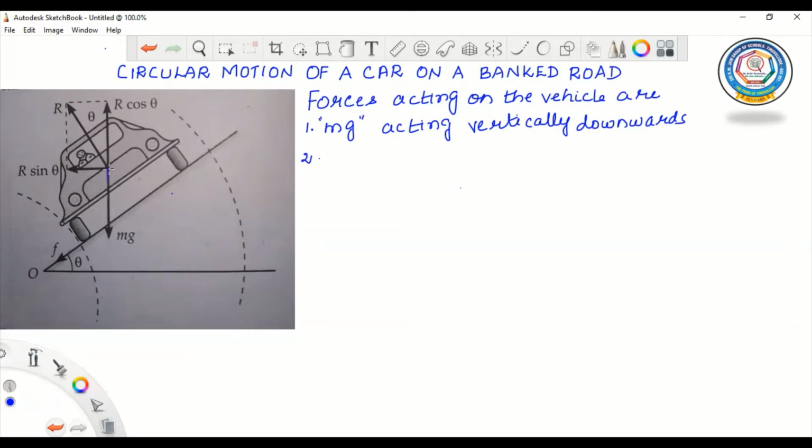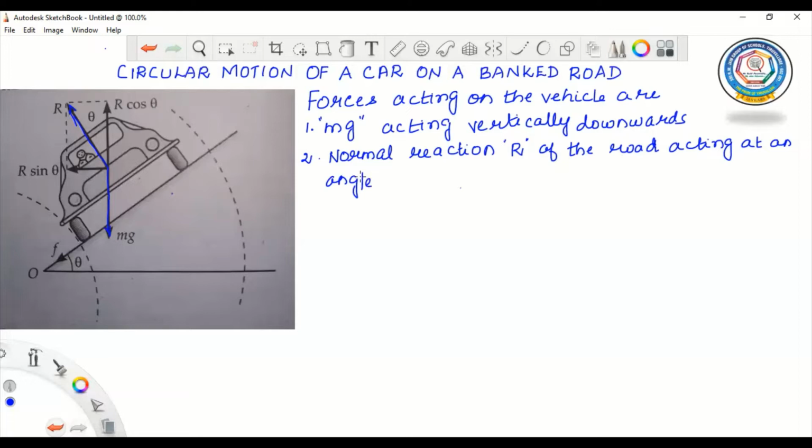Weight is acting along this direction, in the downward direction, and this is the normal reaction R of the road acting at an angle theta with the vertical.